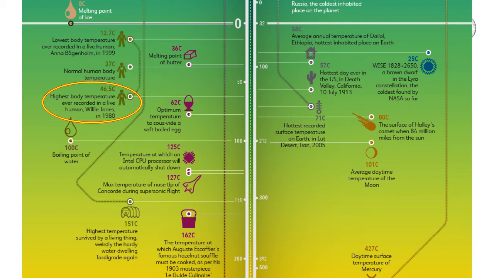The human body cannot really survive these sort of core temperatures for too long. Then we look at the hottest recorded surface temperature on the planet, and this was in the Lut Desert in Iran, and that went up to 71 degrees Celsius. That's pretty toasty. But then look at this. You've got a star with a funky name. This was a brown dwarf star in the Lyra constellation, and its surface temperature is only 25 degrees Celsius, which means you can actually touch it. There's a star you can touch the surface of, and it won't singe your fingers.